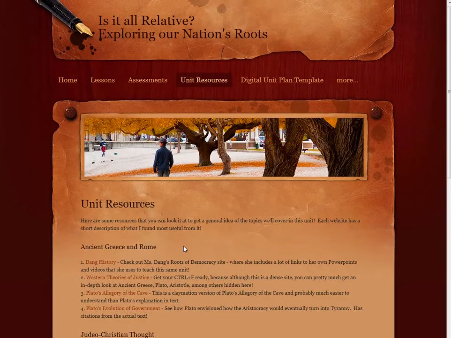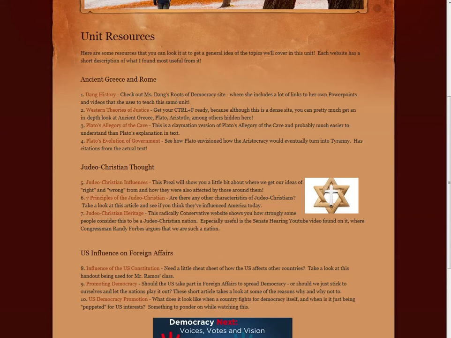For here, the unit resources, I have 10 links, and they go under all 3 of the substandards of ancient Greece and Rome, Judeo-Christian thought, and U.S. influence on foreign affairs. Each of them is given the title and hyperlinked and not just a link, and they're given about a sentence or 2 description of the actual website. I tried to give them the website as clear as I could. On some of them, I knew they were more text heavy, so on some of them I put get your Control F ready, because some of them you just need to look for stuff more. This is actually a much bigger site for a college, so they just need to look through that briefly.